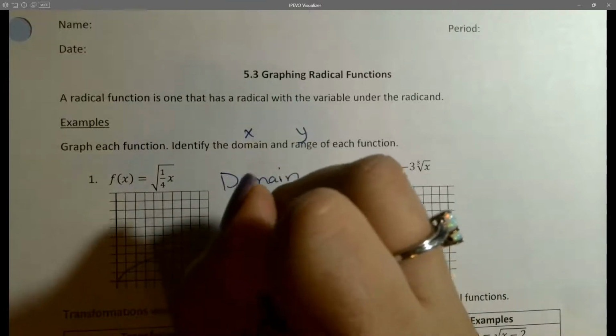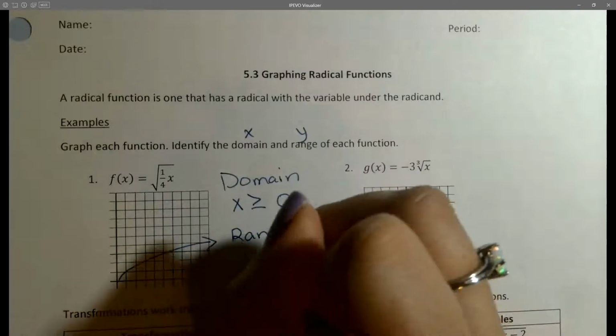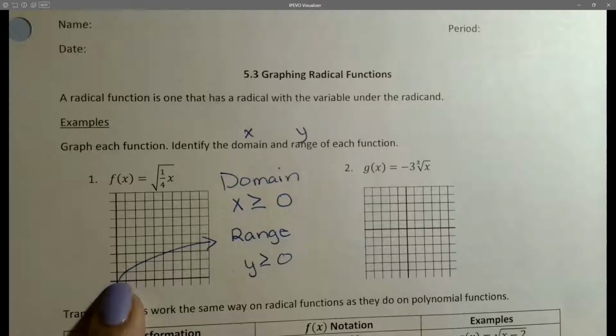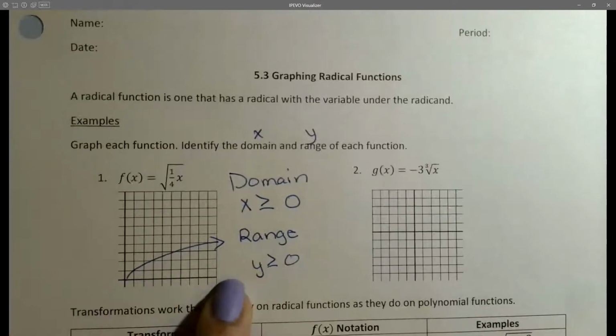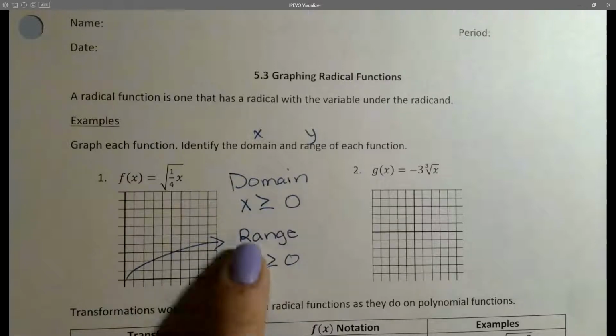And then the same thing for my range. It starts at the y value of 0 and then the graph goes up forever. So the domain starts at 0 and then goes right forever. And that's why it's greater than. And it's equal to because it can be 0.